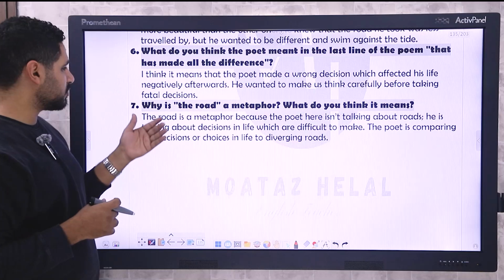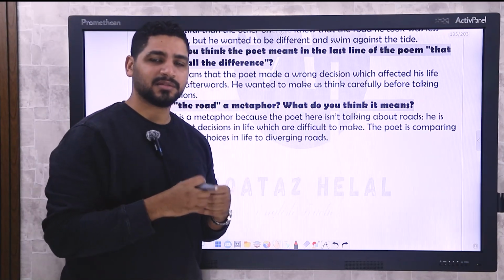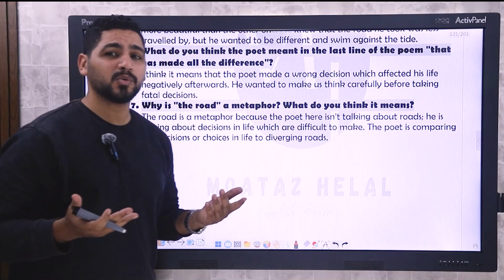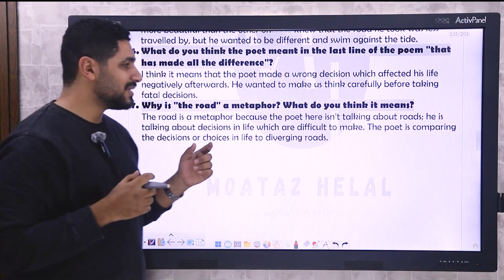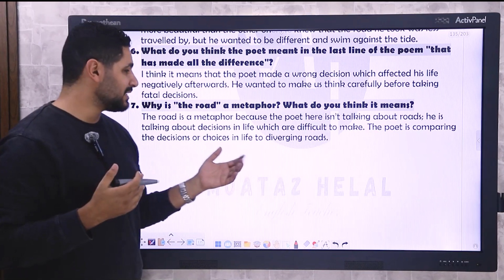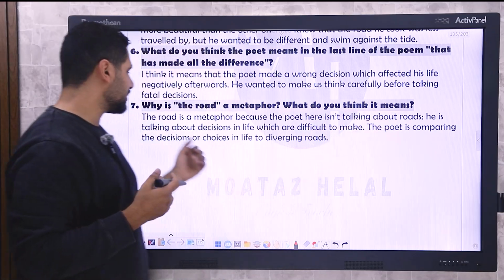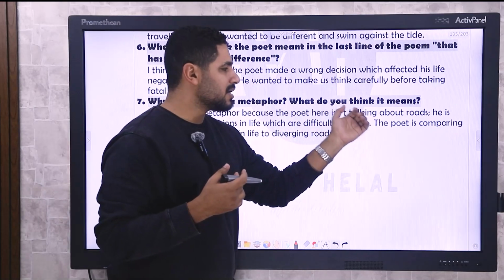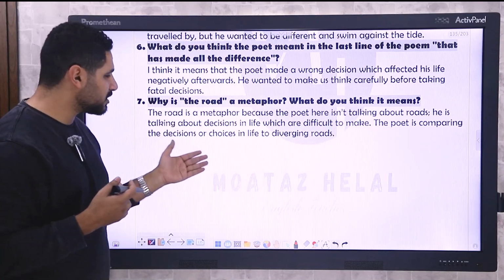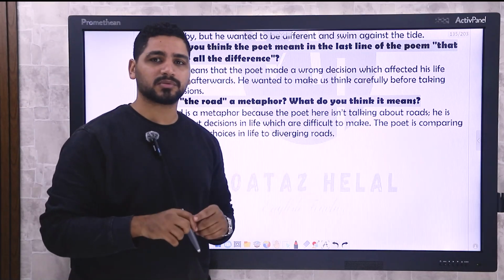In the last question we have, why is the road a metaphor? Why is there a metaphor in the word road? Because he's not talking about roads. He's just giving an example. This is an image he wanted to show us. So basically, he's not talking about roads. What did he mean? So the road is a metaphor because the poet here is not talking about roads. He is talking about decisions in life which are difficult to make. The poet is comparing the decisions or choices in life to the diverging roads or the splitting roads.